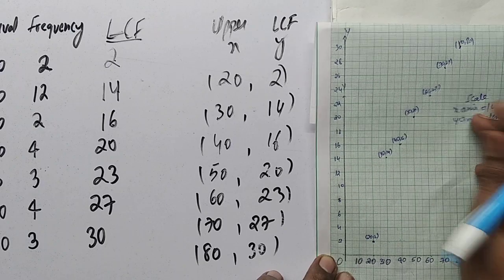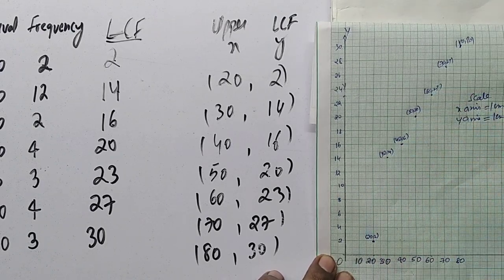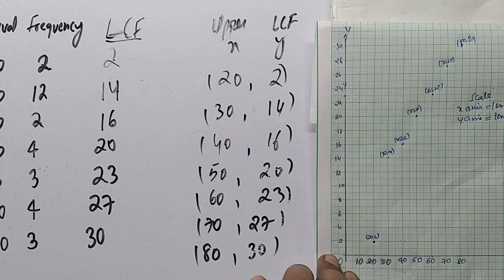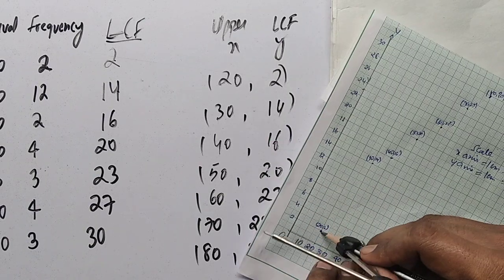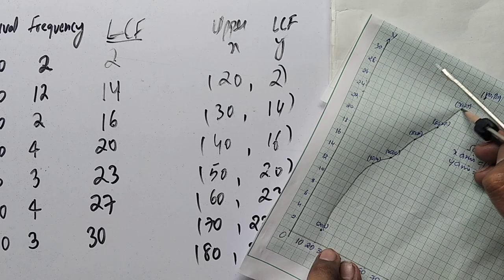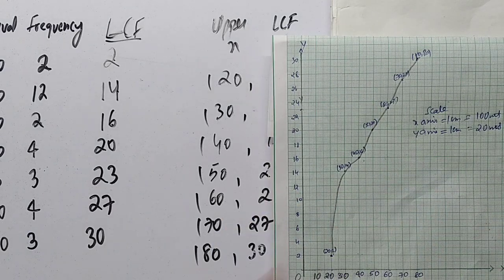Okay, actually this scale you need to write at the right side. So the camera is not showing it, so I am writing it here. Okay, so next you need to join them with the help of a curve. You just join them with the help of a smooth curve. Okay, so this is how we got a less than ogive curve.